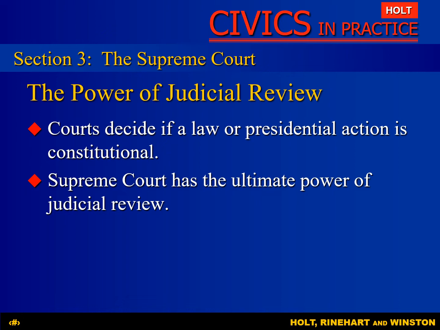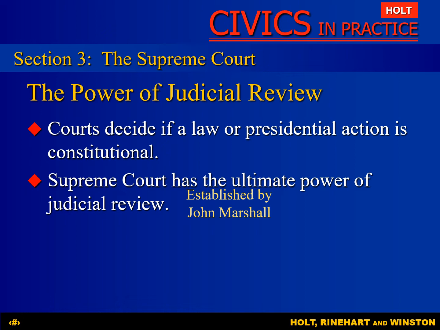The United States Constitution does not clearly give the United States Supreme Court the power of judicial review. The court got this power because Chief Justice John Marshall gave this power to the court. The power of judicial review was established by Chief Justice John Marshall in the Supreme Court case Marbury versus Madison. Let me tell you the story of Marbury versus Madison.